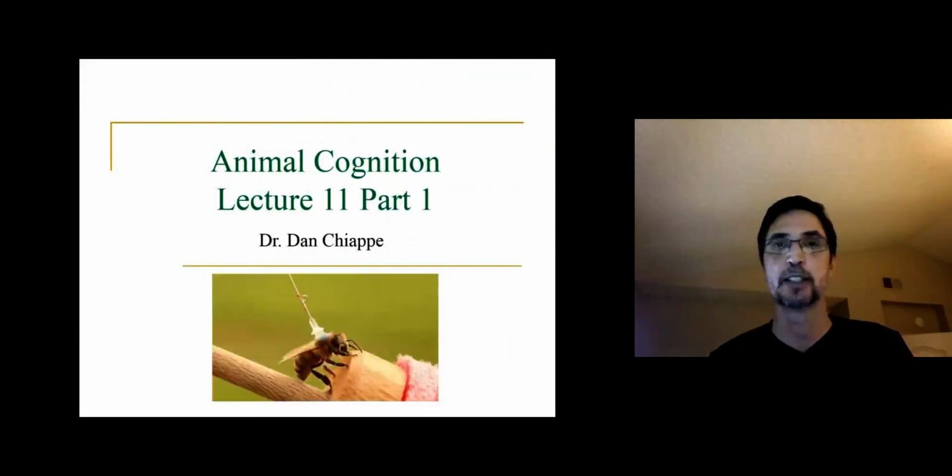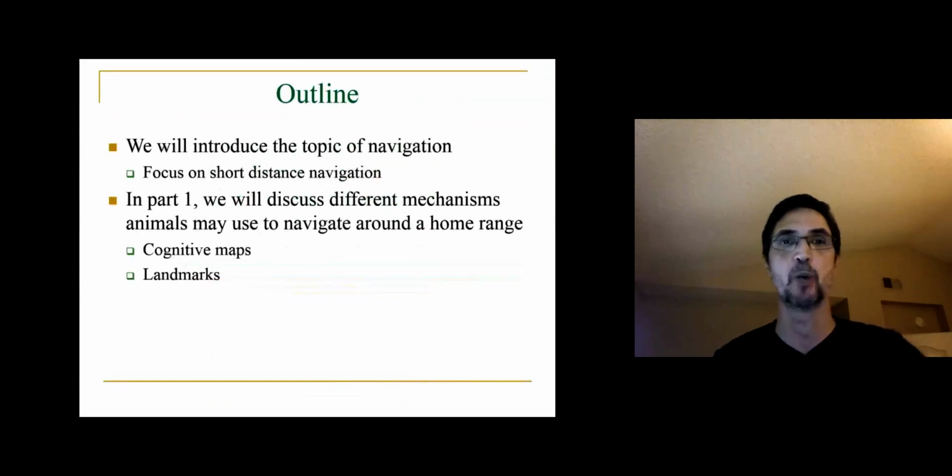Welcome to Animal Cognition, Lecture 11, Part 1. In this lecture we're going to introduce the topic of navigation, and we're going to focus on short distance navigation. What I mean by that is basically navigating around a home range instead of the long distance navigation that's involved in, for example, migration.